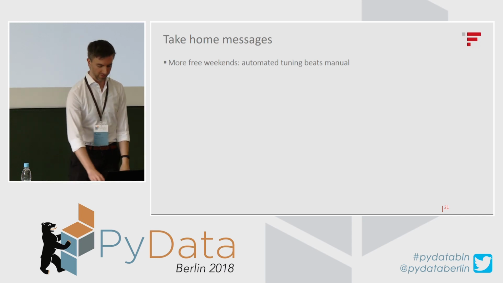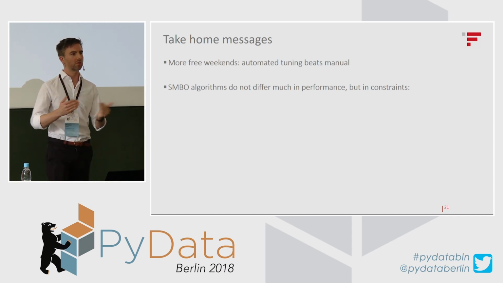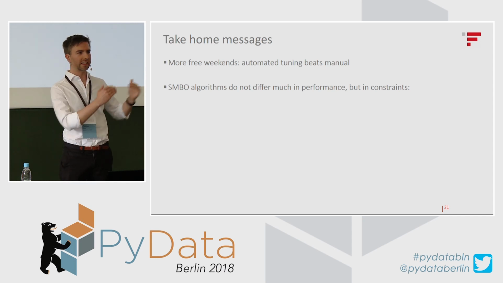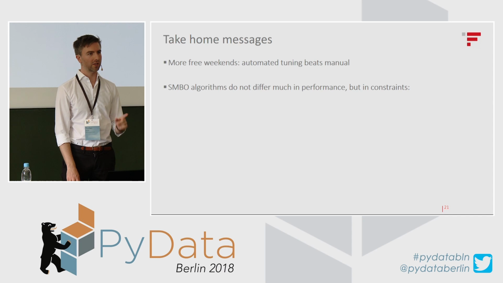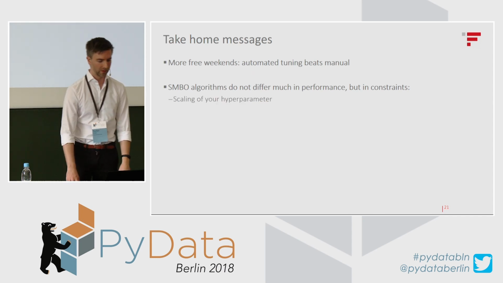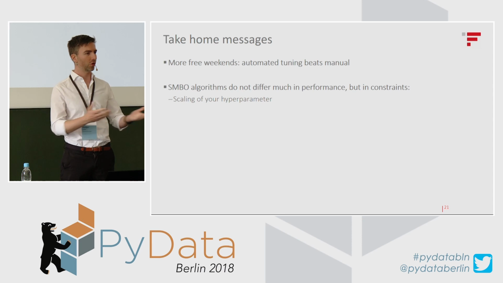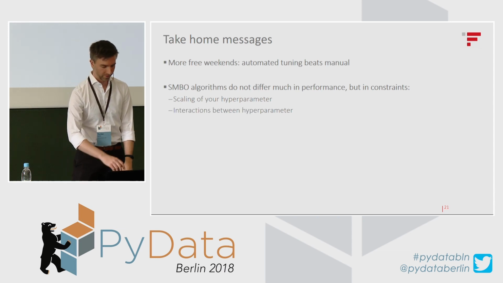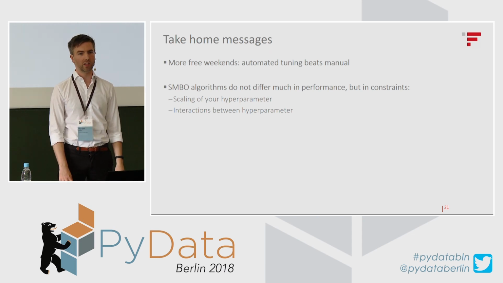So more free weekends. These sequential model-based optimization algorithms do not differ much in performance, actually. You have several benchmarking studies, and sometimes this one is better, sometimes the other one. We couldn't clearly distinguish them in our study ourselves, but they come with different constraints, and this might be more important when you apply them. They have different capabilities to cope with different scaling of your hyperparameters. Think of Gaussian process that likes more to use continuous hyperparameters. Modeling interactions between hyperparameters can be important, and there's definitely many examples where that is the case, and that would be a problem for the tree structure Parzen estimator.